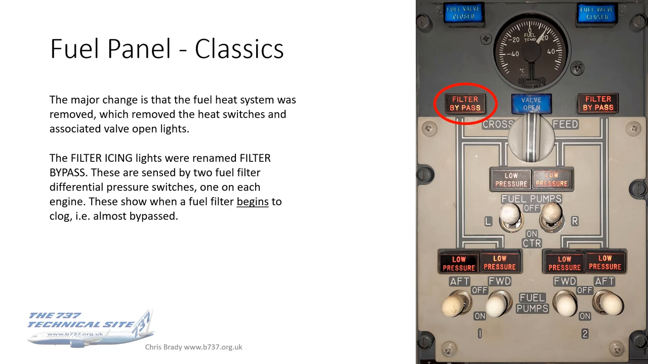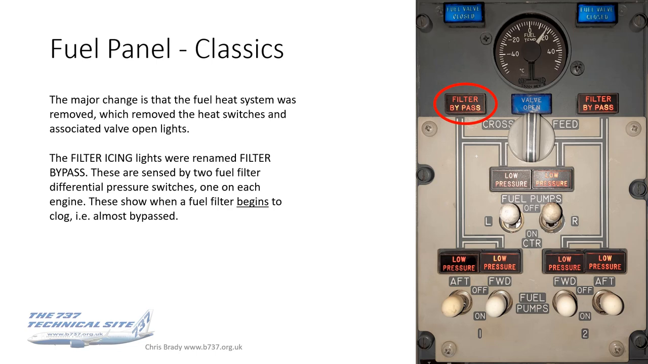Okay, so forward to the classics, and as you can see around the red circle area, it's a lot less busy, a lot of space, so you now know the reason for all that space, because they took the fuel heater system out. So all we've got now is a filter bypass light. So again, the name's changed here. It was filter icing, but now they've just called it filter bypass, so it'll indicate a bypass whatever the reason, be it ice or contamination.